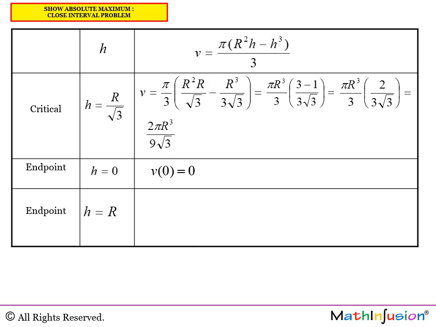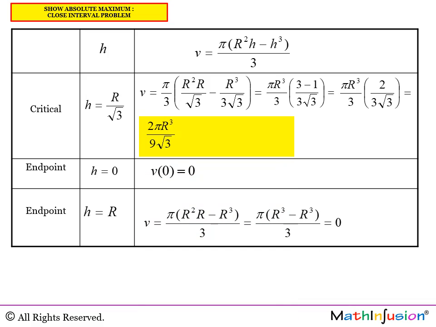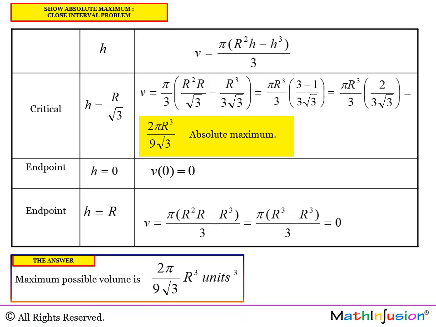At 0, we get 0. And when h equals R, we get this, which is also 0. So it's really very easy to realize that this is the absolute maximum. And this is the answer. The maximum possible volume is 2 pi over 9 radical 3 times R cubed units cubed.